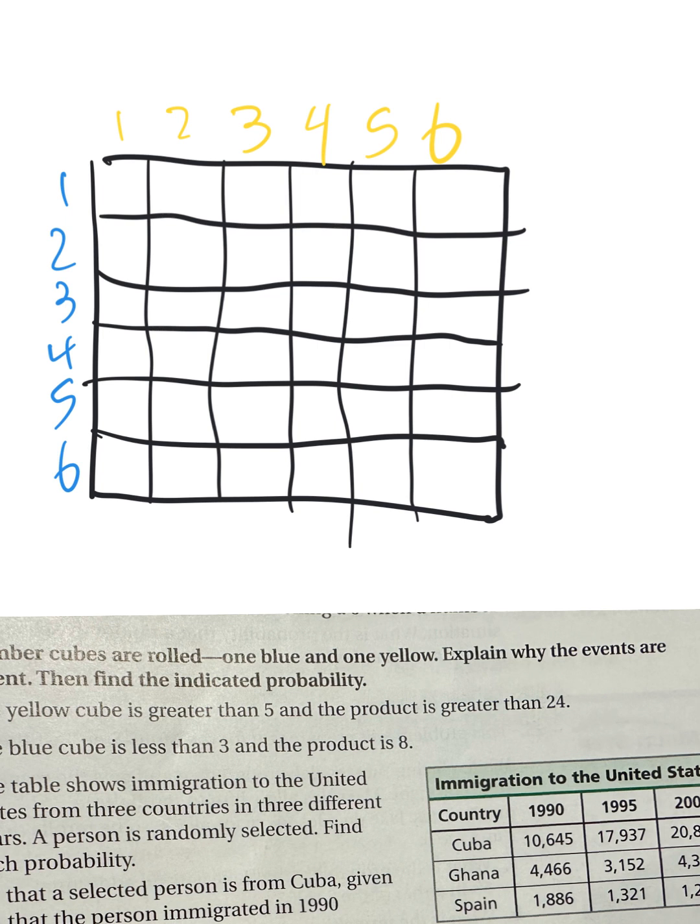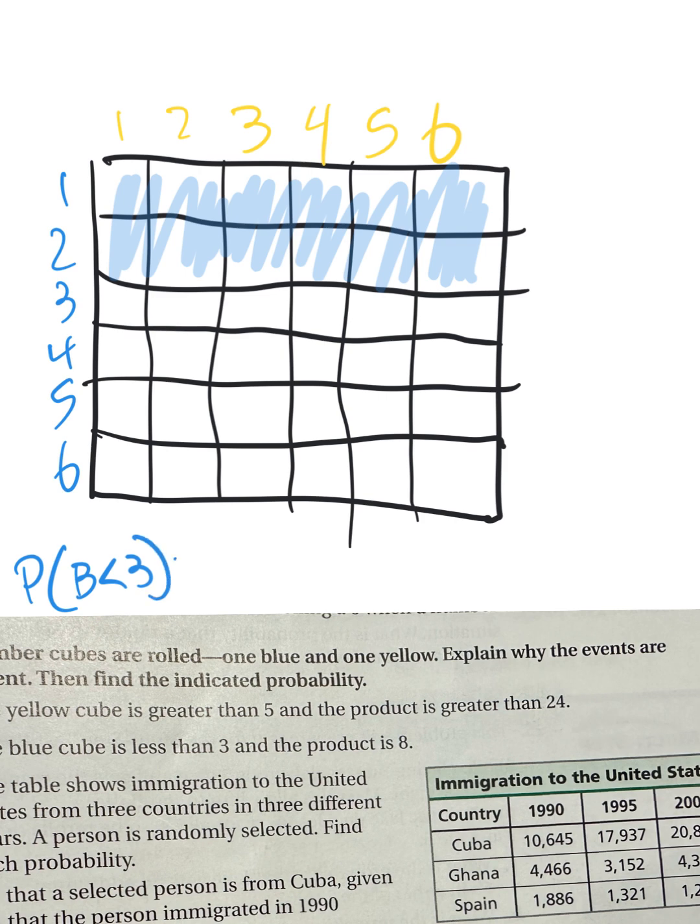All right. Okay, the first thing says the blue cube is less than 3. So let's highlight all that. Here's all the times when the blue cube is less than 3, which is a total of 12 out of 36. So we could note that as the probability that the blue is less than 3. And we just figured out that that's 12 out of 36, which is really 1/3.